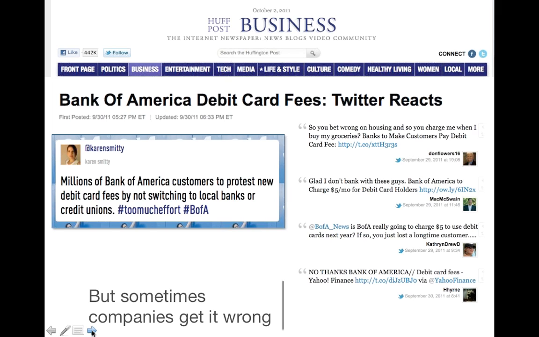Instead, they were overwhelmed by a social media tsunami that basically hit them. People were using this as a protest platform, similar to what we saw in Wall Street and other places. It was a protest platform that says, okay, what you're doing isn't right. There's something that you've goofed up, and Bank of America just really never came out and owned up to that. So sometimes companies just get it wrong.